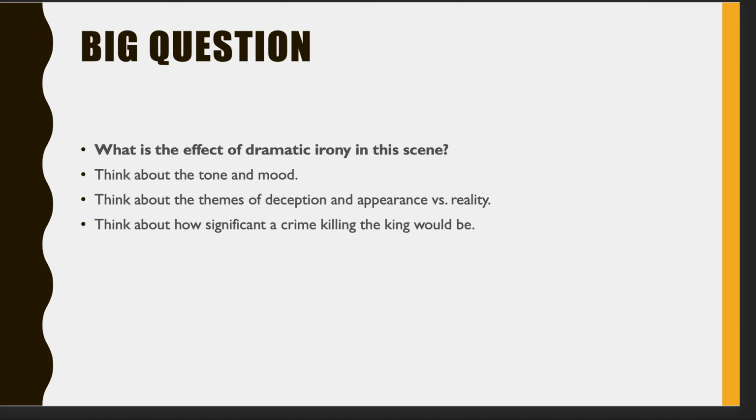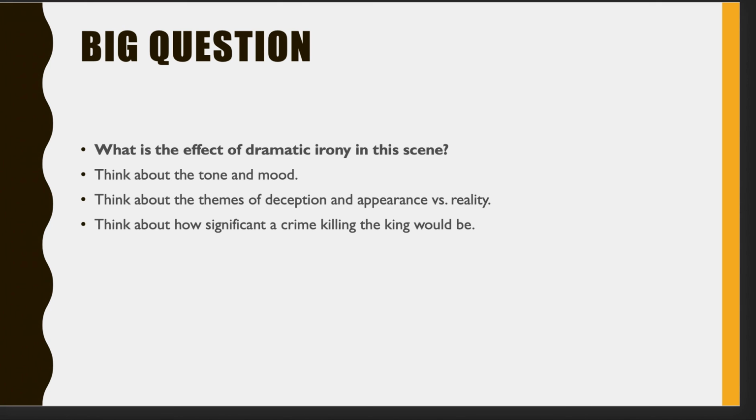So tone and mood are really important. Think about the way that it appears to be really pleasant, but we know that it's not, and that's dramatic irony, the fact that we know that it's not. Think about deception and appearance versus reality. Think about those two themes and how you can link it to those. And also think about what a massive crime killing the king is in this time. I mean, it's a huge crime now, but think about how the Great Chain of Being plays a part in demonstrating how it's a crime against nature.